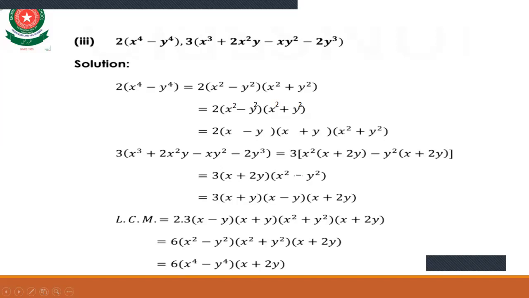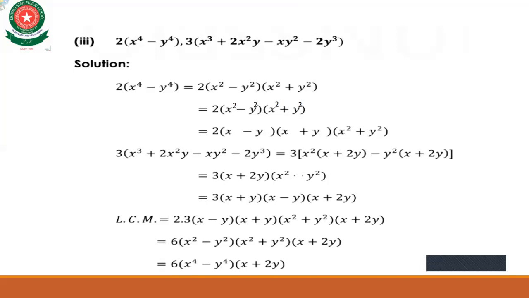Okay, we have two equations. Our first factors are 2 into x minus y, x plus y, x square plus y square, and our second factors are 3 into x plus y, x minus y, x plus 2y. You can note down here the LCM. LCM is 2 into 3. The common factors are x plus y and x minus y, and the remaining factors are x square plus y square and x plus 2y. Okay, we have to multiply all the factors in the LCM.